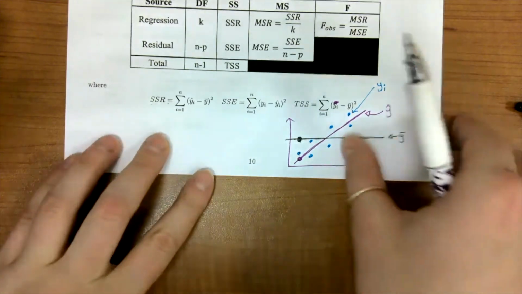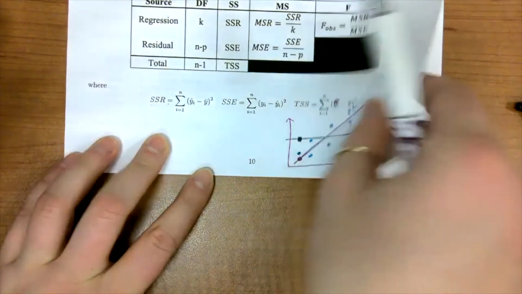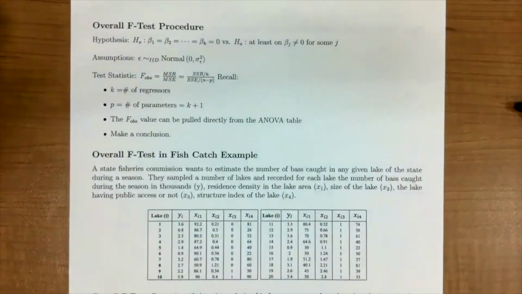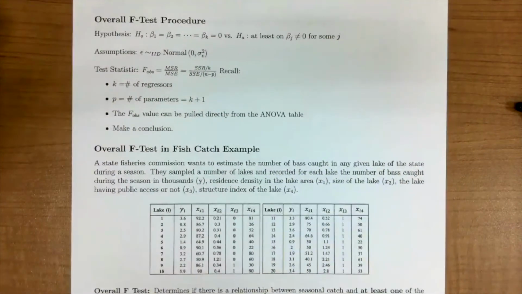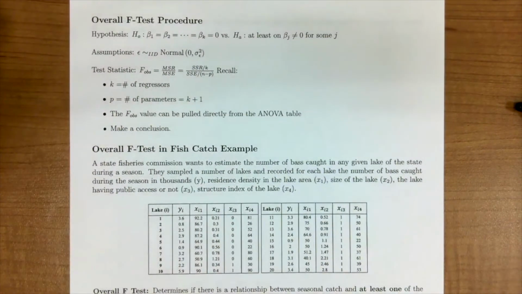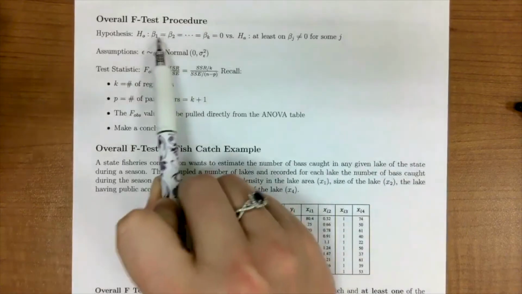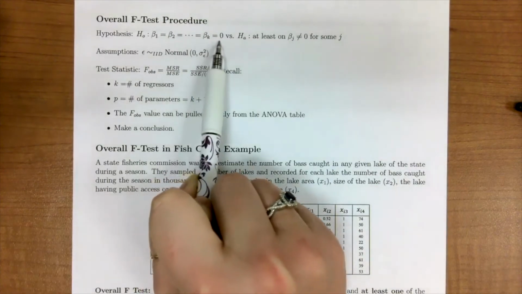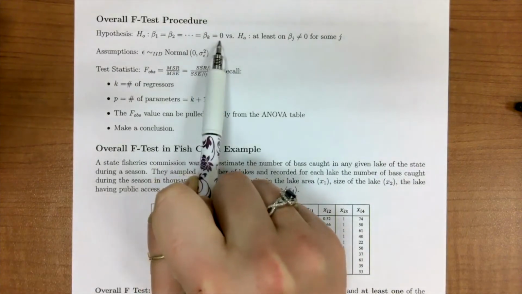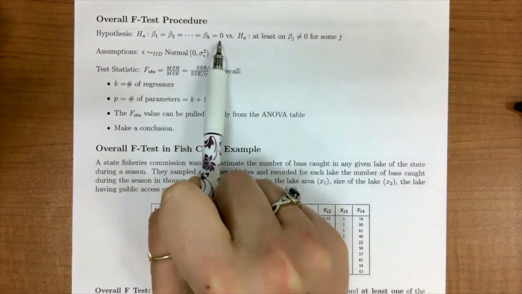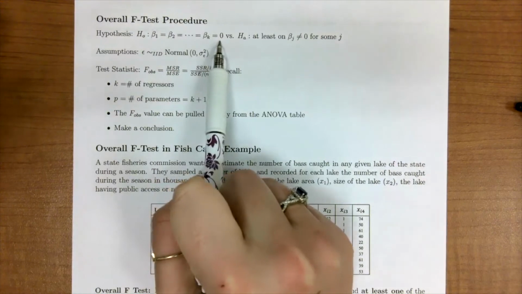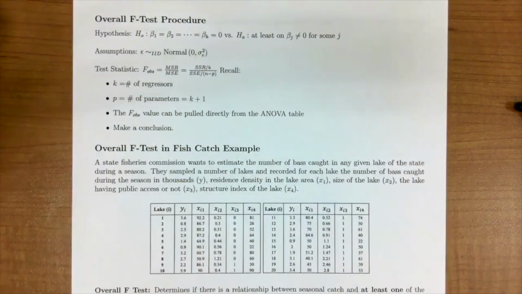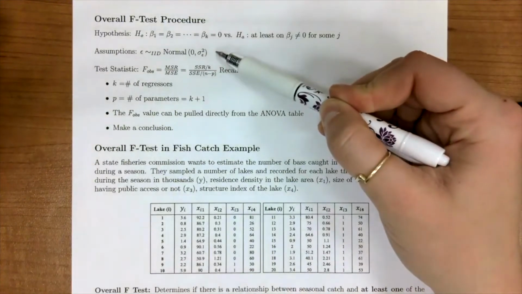So let's move on to the overall F-test procedure breakdown. We have our hypotheses, where we're looking at beta 1 to beta k equal to 0. We're not including the intercept here. You could, but we aren't for the global test. And then we have at least one differs. We have our assumption, which we will talk more about in the coming weeks.